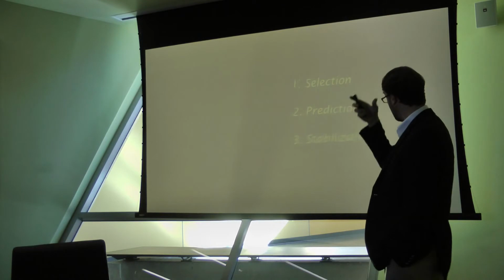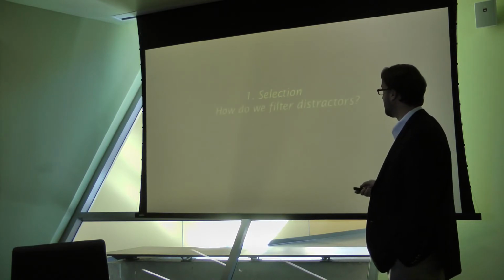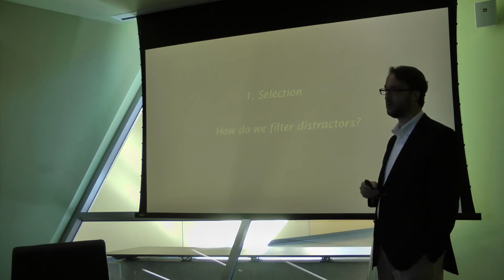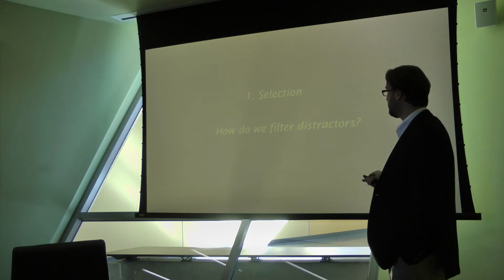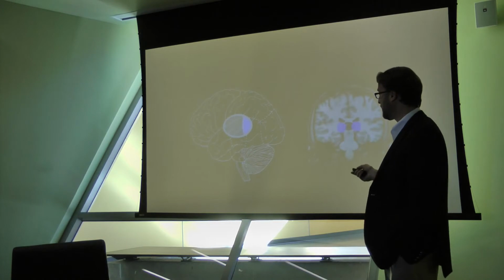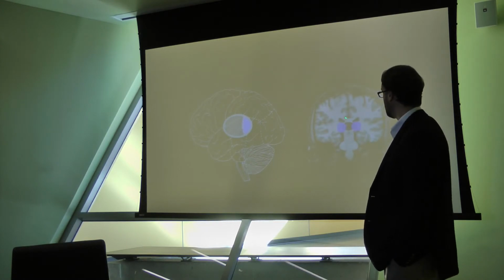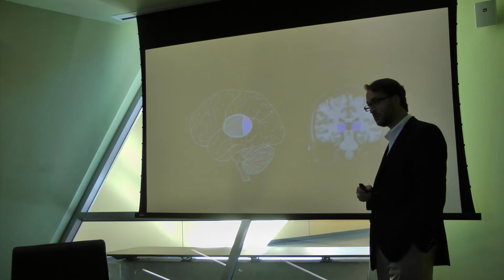The first problem, selection. I want to focus on something that isn't usually talked about, which is how we deal with distractors, how we deal with the clutter in the world, not the object of interest, but everything else around it. And the specific hypothesis that I want to address is one that's been around for a while. The hypothesis is that the pulvinar nucleus in the back of the thalamus right here, this is the pulvinar, it's a bilateral structure, occupies the back of the thalamus, plays a role in filtering distractors.